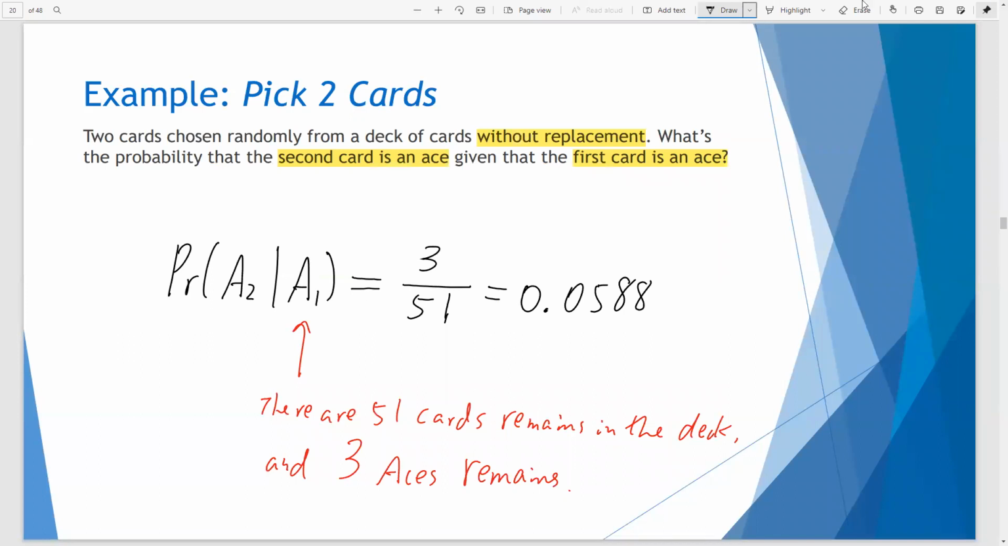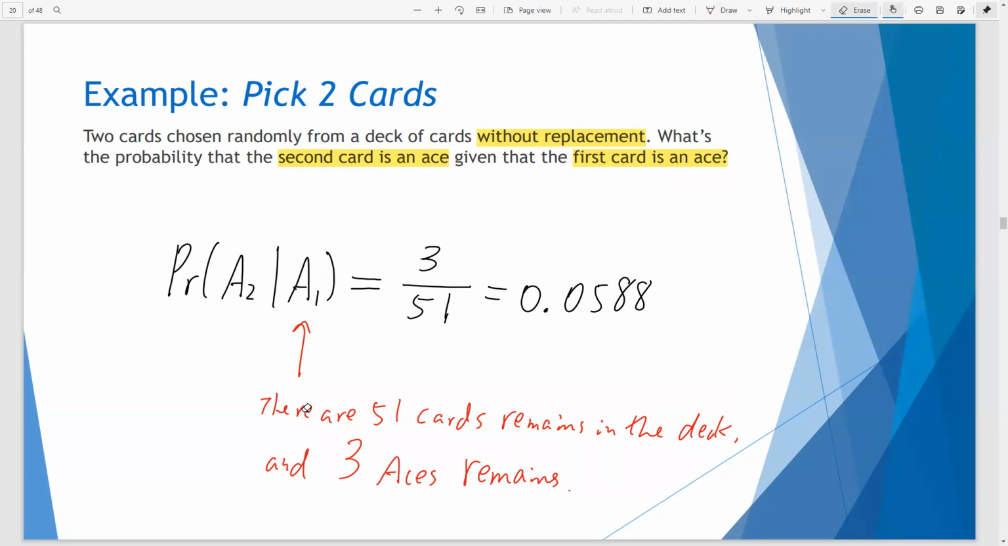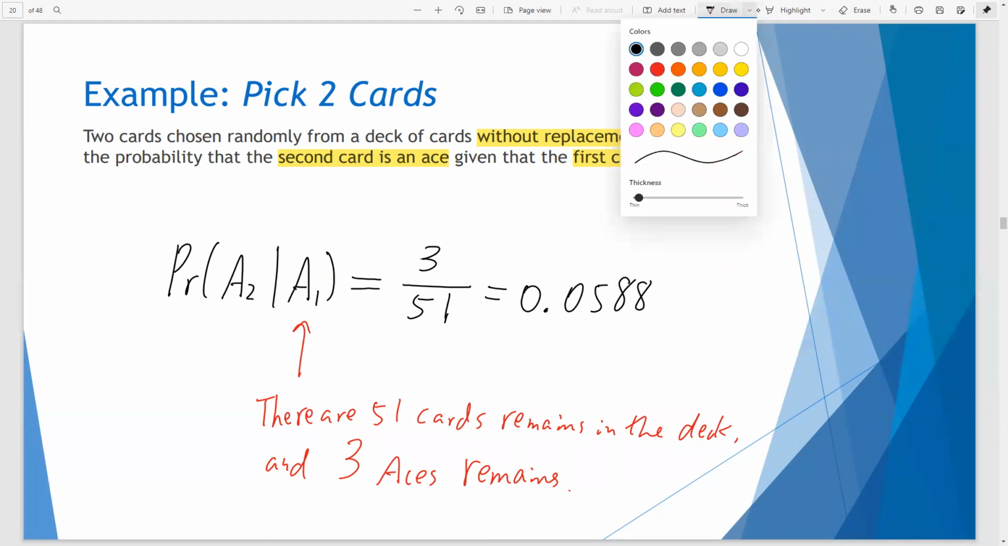And maybe I'll put my handwriting a little bit better, right? Okay, a little bit better. All right, hopefully you can read it.